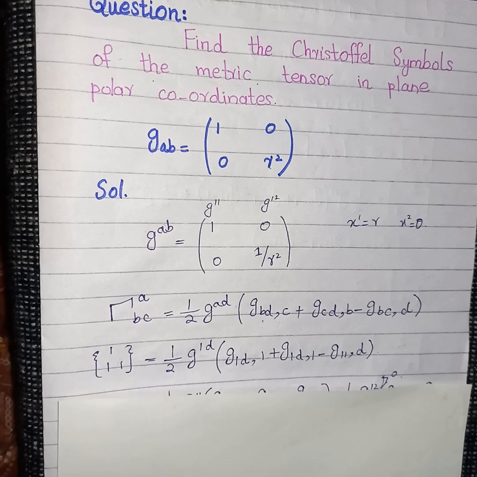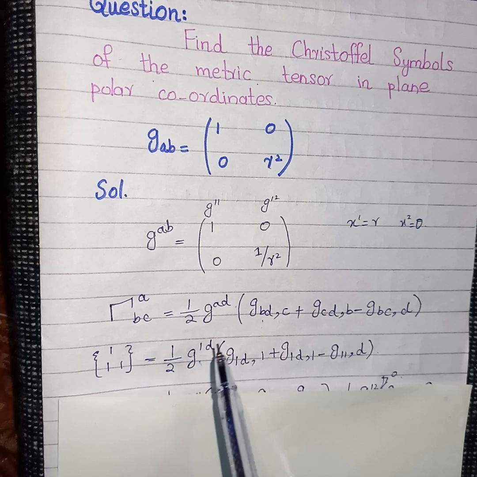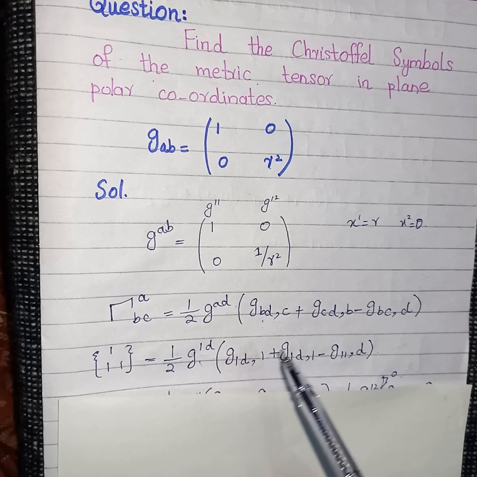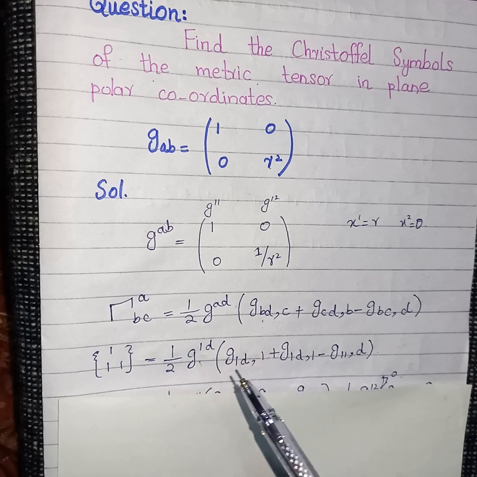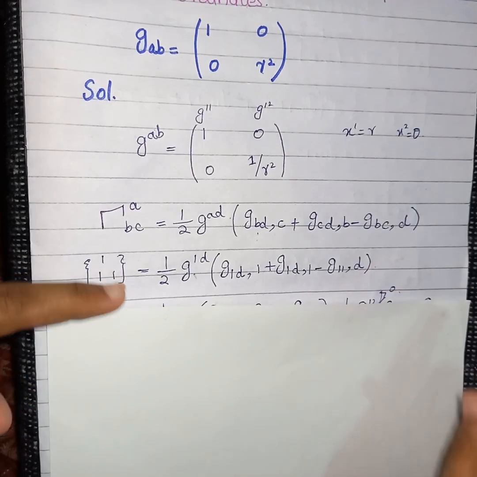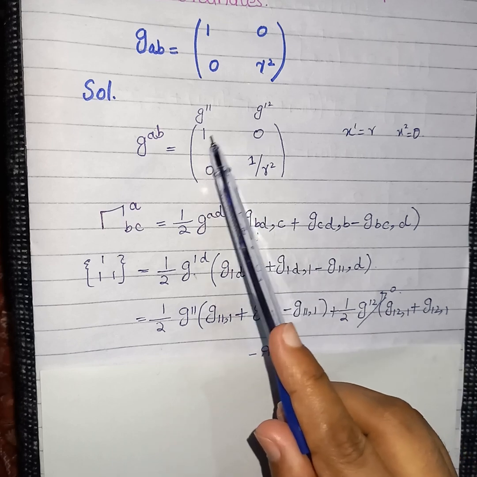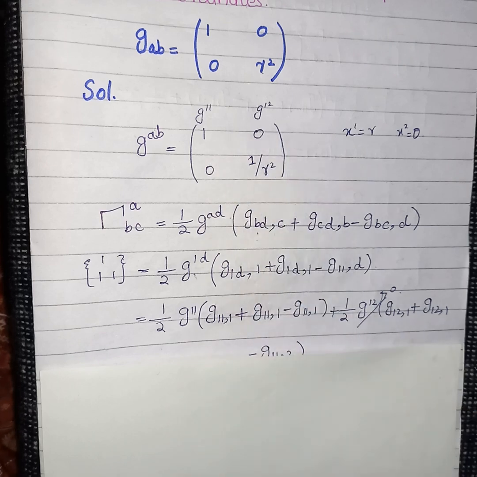Now we know that here we are dealing with plane polar coordinates, meaning we have a plane, so the range of d will be equal to the dimension of the manifold, and d is a dummy index, so we will write it in a sum over form. First of all we will put d equal to 1 in this whole term, and then d equal to 2. Now students, we know that here g11 is equal to 1 and g12 is equal to 0.